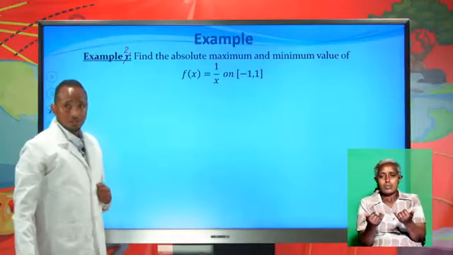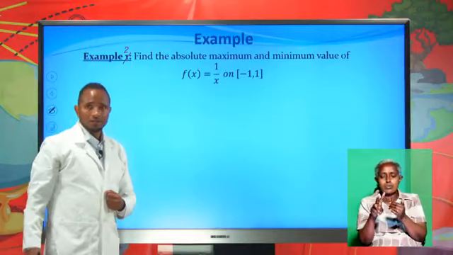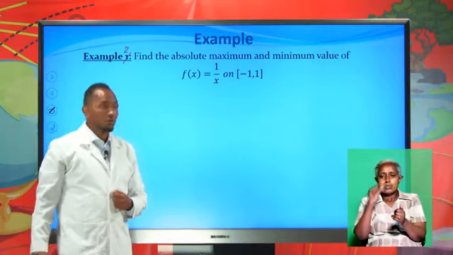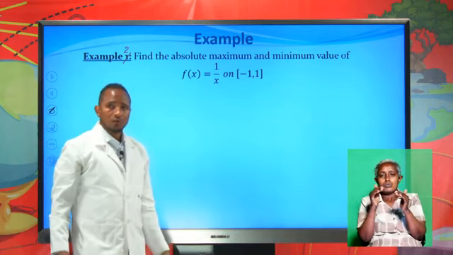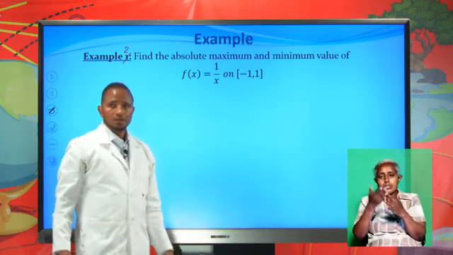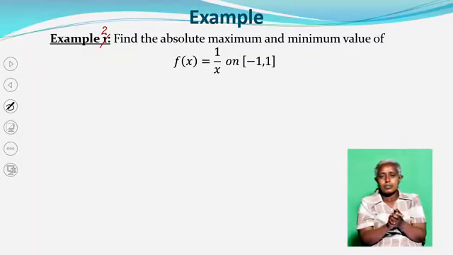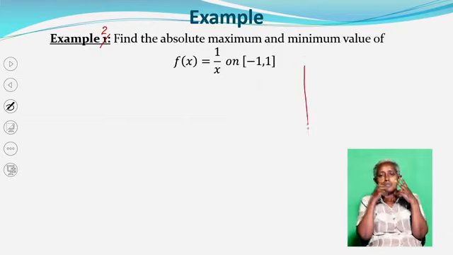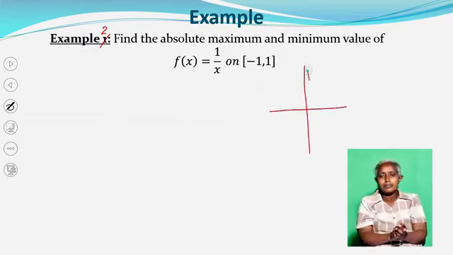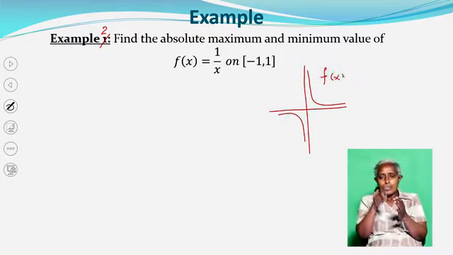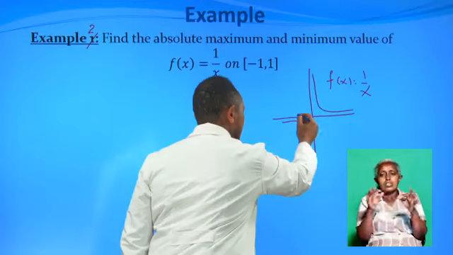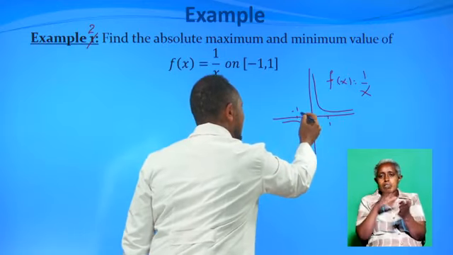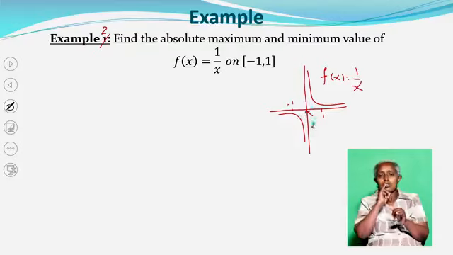Okay, now the next example, example 2: find the absolute maximum and minimum value of f of x equals 1 over x on the interval -1 up to 1. When we see this function, graphically it looks like this. This is a graph of f of x equals 1 over x. And as you can see, we have -1 here and 1. This function is not continuous at x equals 0.